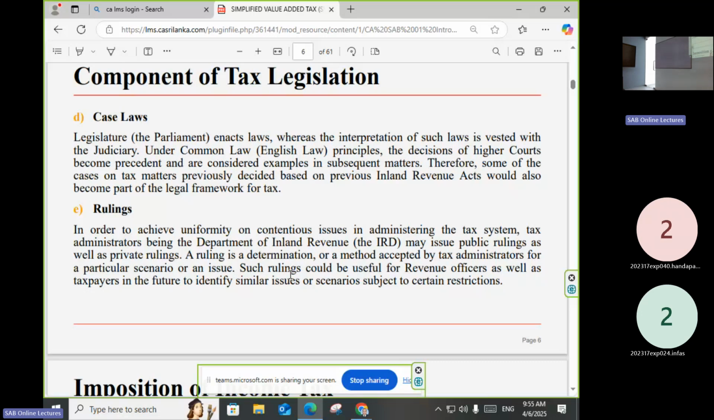There are two types of ruling as per the law. Actually, the previous law didn't have them, but the current law does. There are two types of ruling, public ruling and private ruling. You can see on the Inland Revenue website there is one public ruling regarding the tax treatment for exchange gain: how we should recognize exchange gain for tax purposes. That is also part of the law.